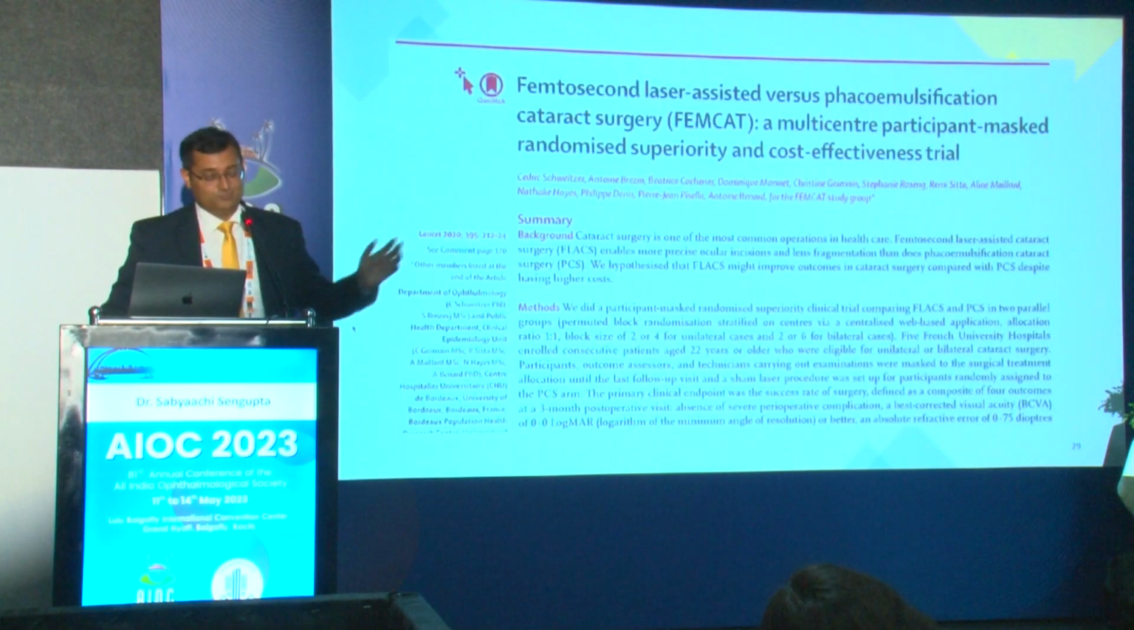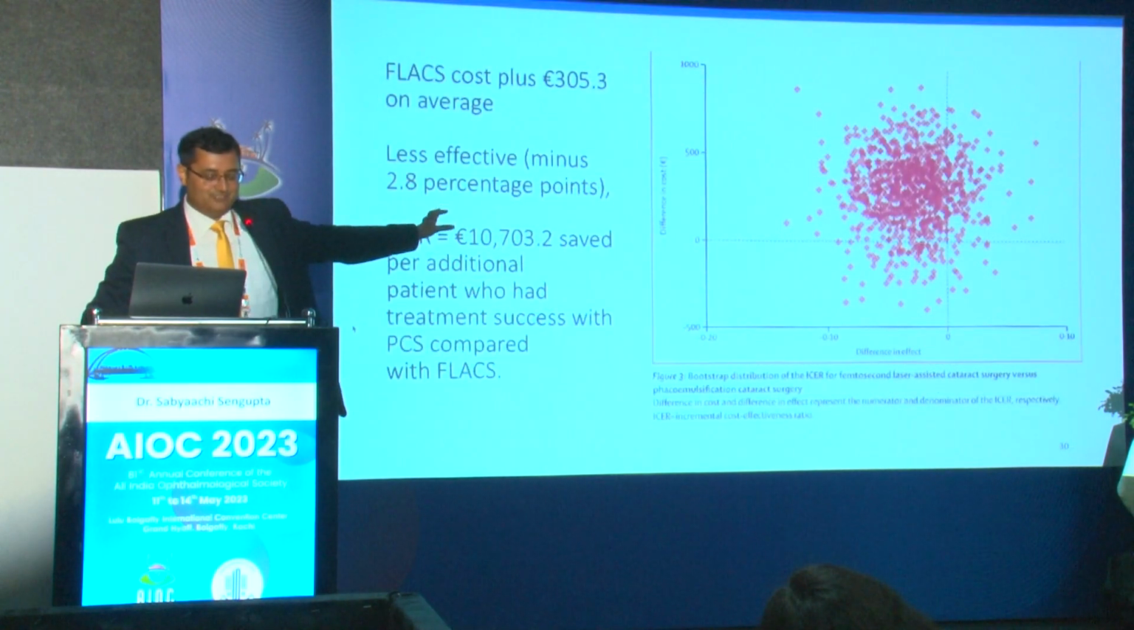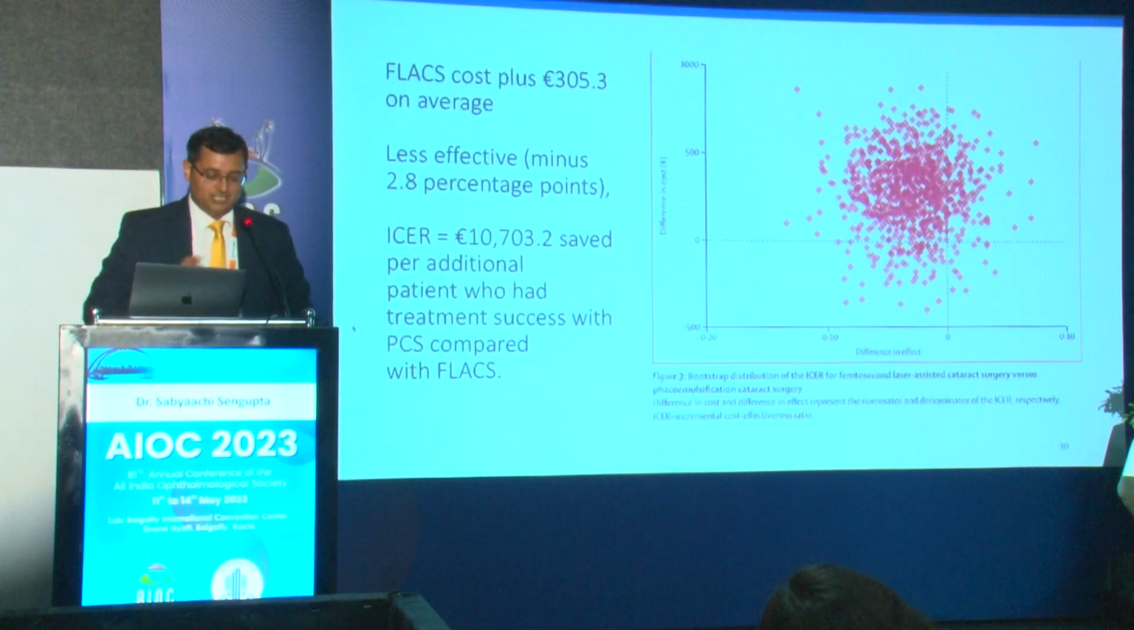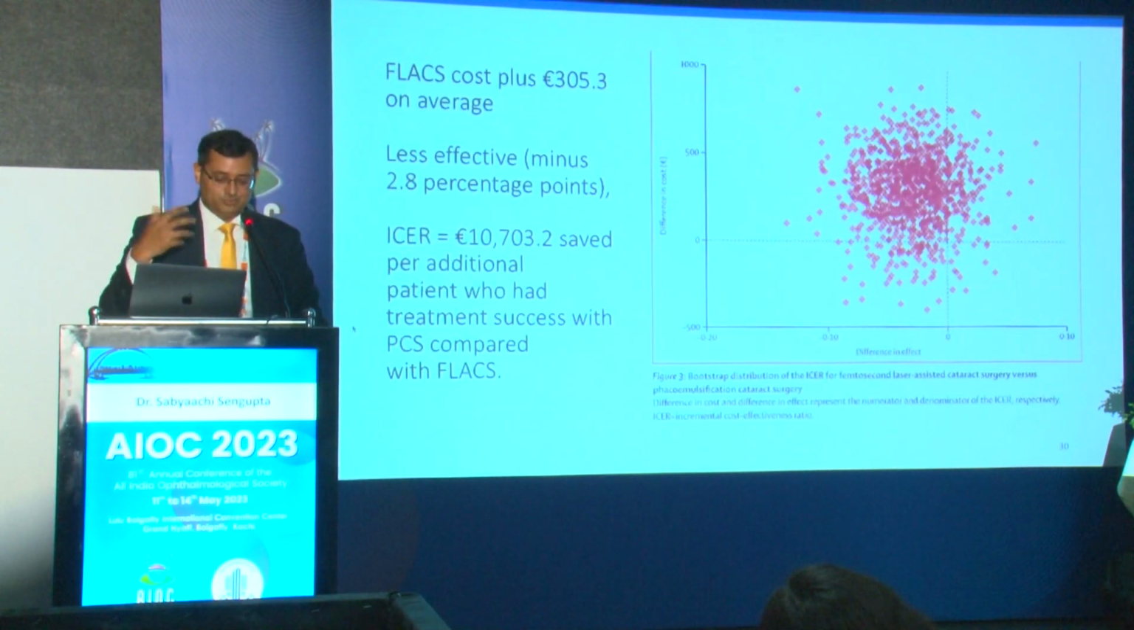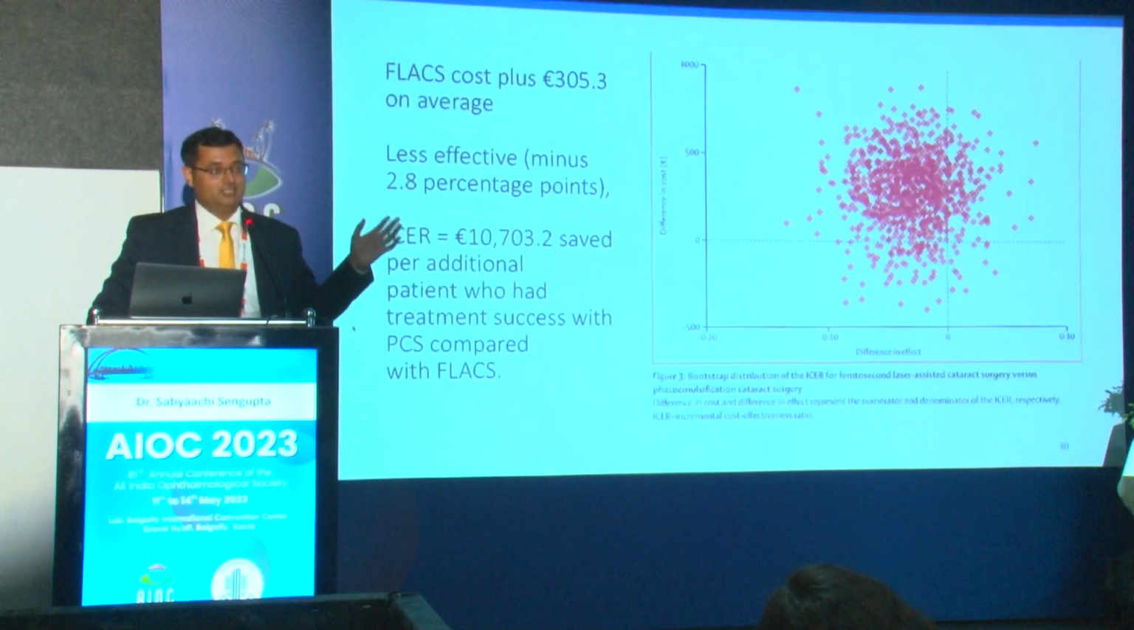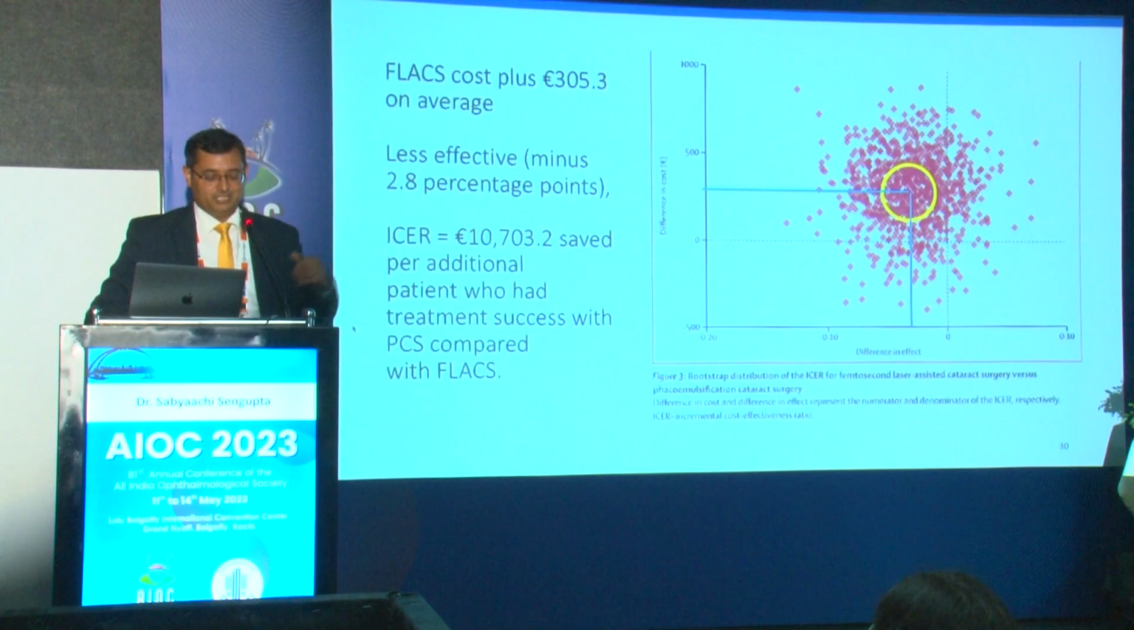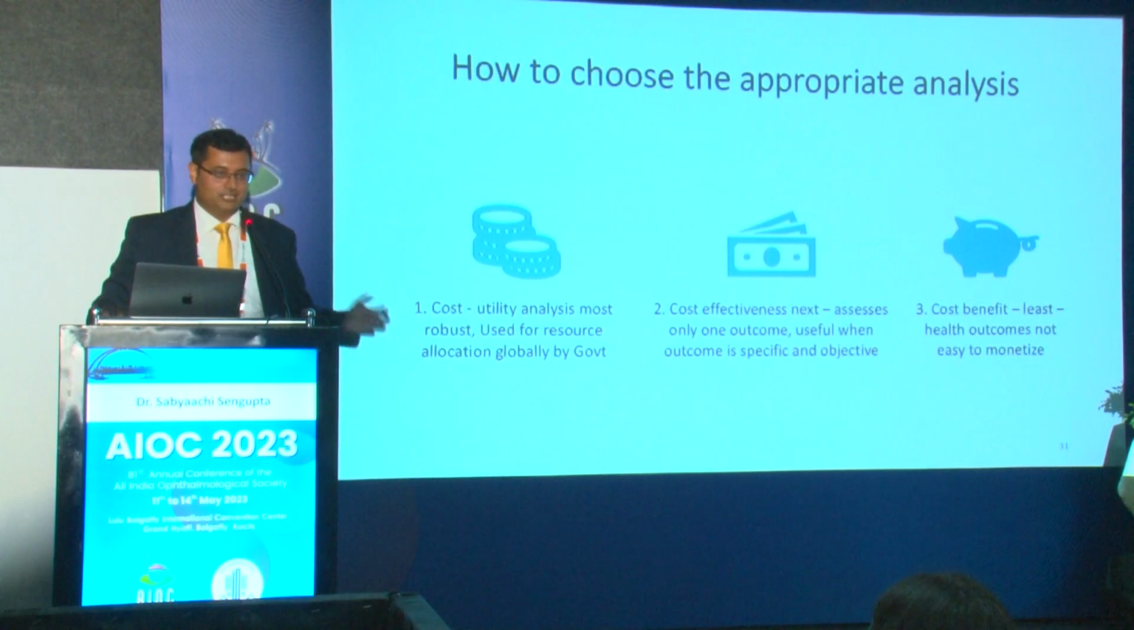This is an example of a femtosecond study. This is a large study done in France, and this is the ICER value. ICER showed that more than 10,000 euros would be saved per additional patient with treatment success with phacoemulsification compared with FLACS. So FLACS will cost 10,000 euros more. A lot of complicated analysis goes into these things, but that's a very high additional cost for the government to spend. So FLACS has not been included in any of these major Western countries, and manual phaco is still being sponsored by the state.